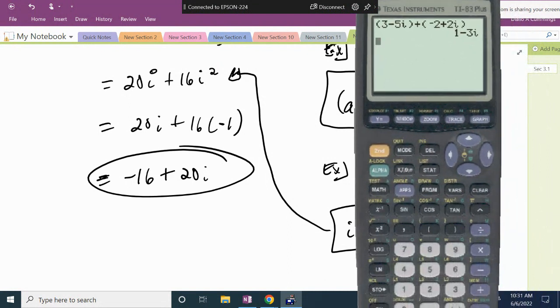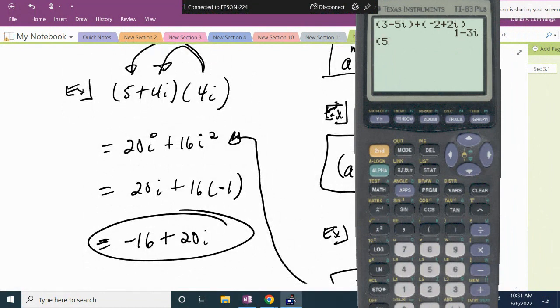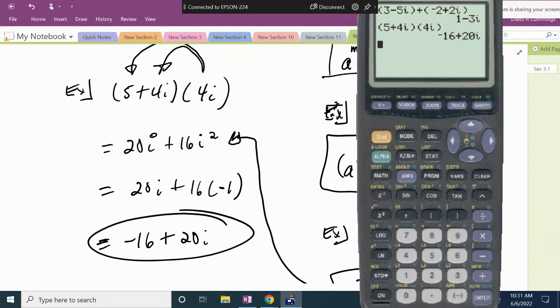All right, so now I'm going to check that on the calculator. Right, 5 plus 4i, okay, times 4i. So I'm just using parentheses. The calculator understands parentheses as multiplication. All right, and we get -16 plus 20i.